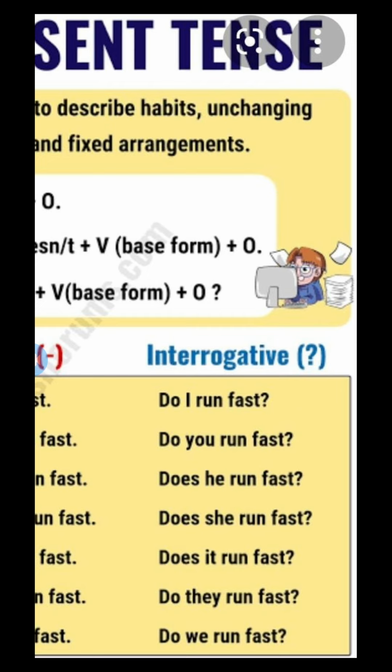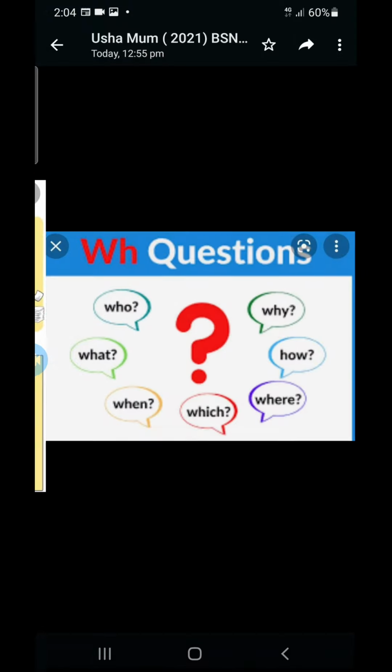Then, do you run fast? Then for does family members, does he run fast? Yes, he runs fast. No, he doesn't run fast. Then does she run fast? Yes, she runs fast. No, she doesn't run fast. Do you understand this? Okay, I think you all are very clear in this.